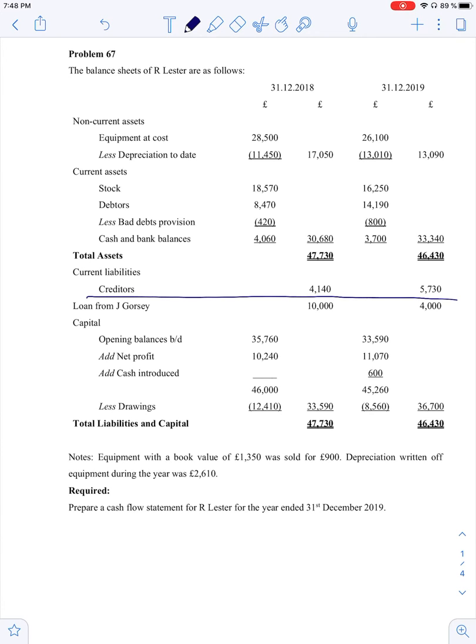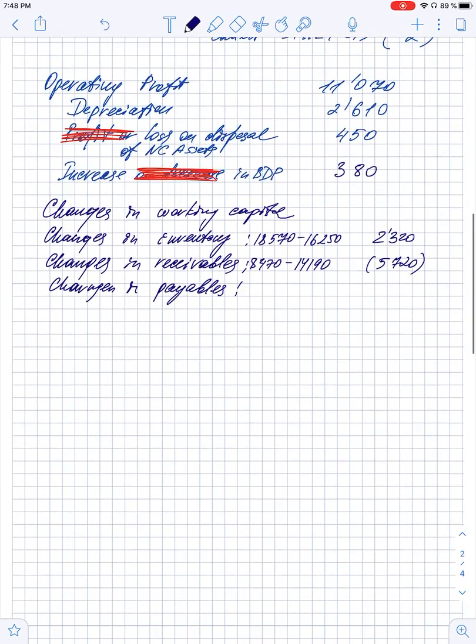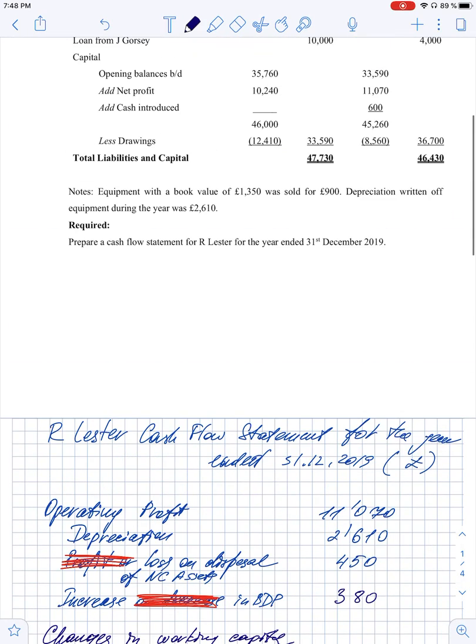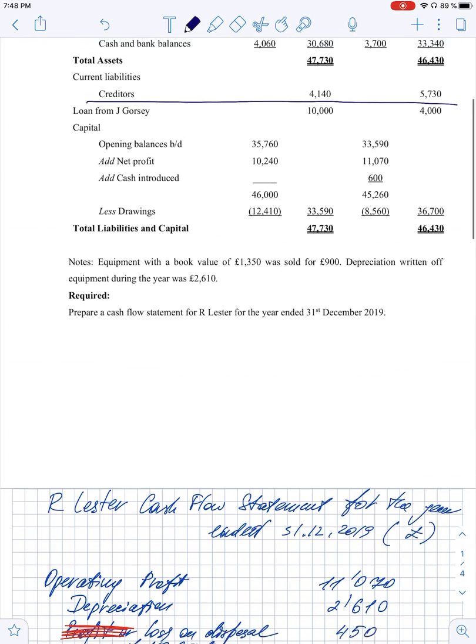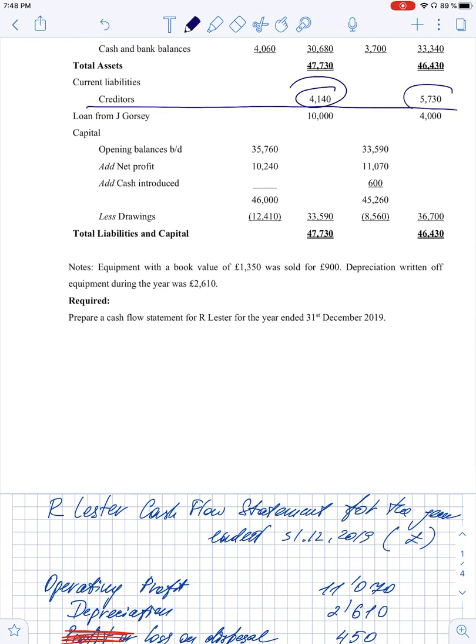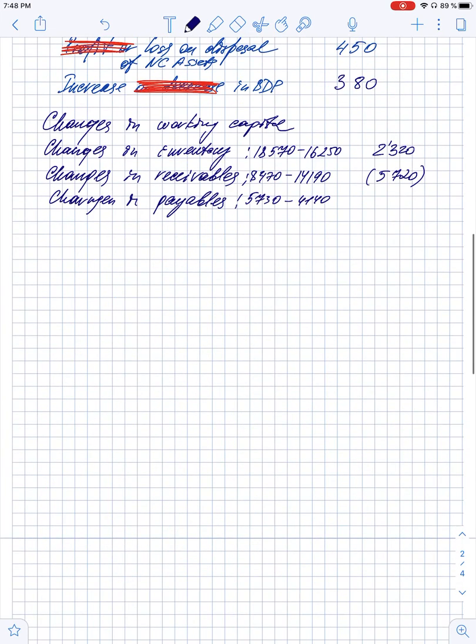Vice versa logic if we compare to the current assets. So we have to calculate the difference. 5,730 less 4,140, opening and closing debtors. Here, opening, closing, and the increase in liabilities led to an increase in cash.